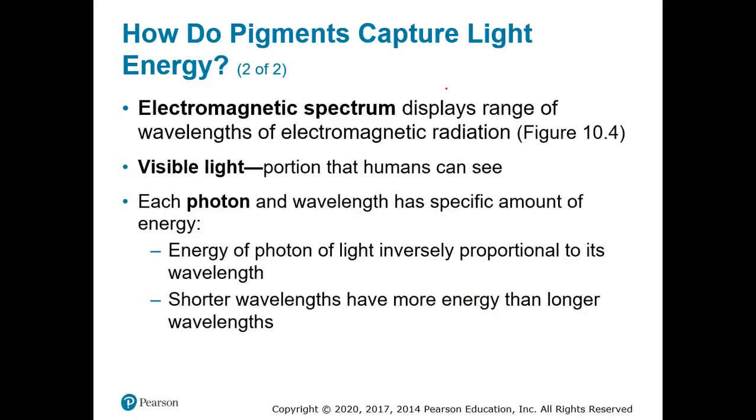Now, there is a whole host of wavelengths on the electromagnetic spectrum, and it really is a spectrum. However, we can only see a very specific section of light, which we call visible light. So this is just what is visible to us. Now, each photon and wavelength in that spectrum has a very specific amount of energy. And I already discussed it on the last slide, right? Inversely proportional to its wavelength. Okay, so the shorter the wavelength, the higher the energy. The longer the wavelength, the lower the energy.